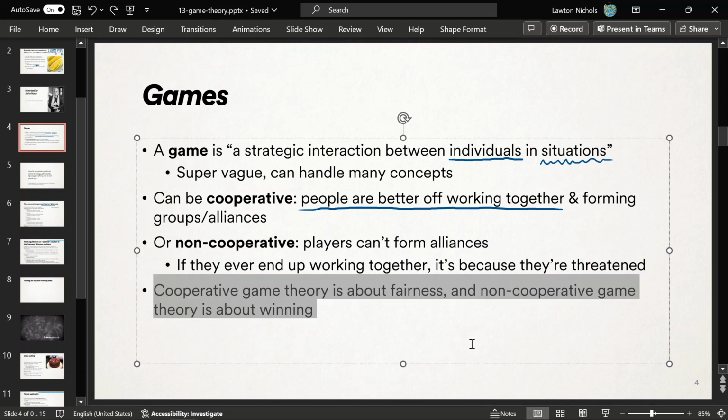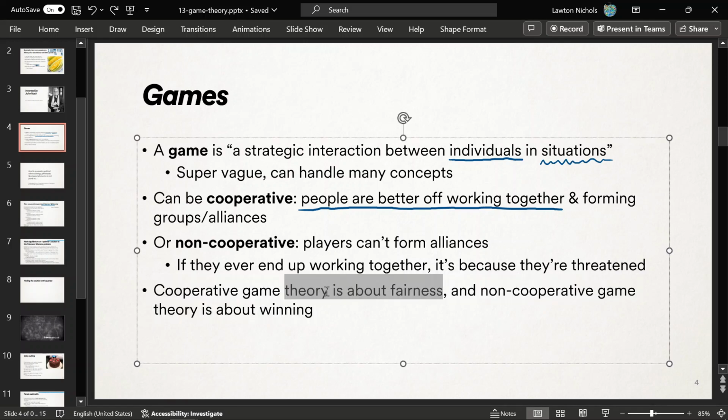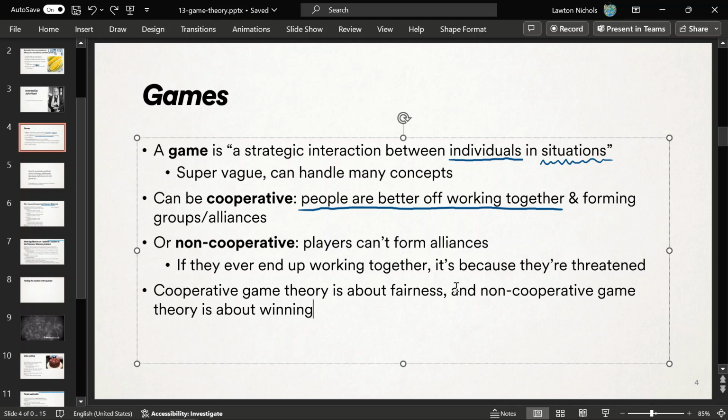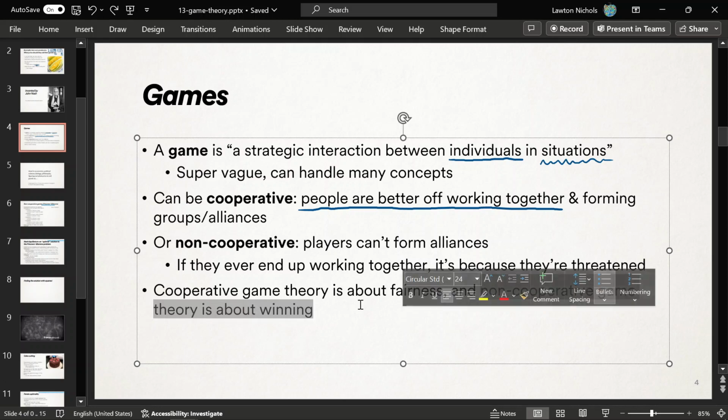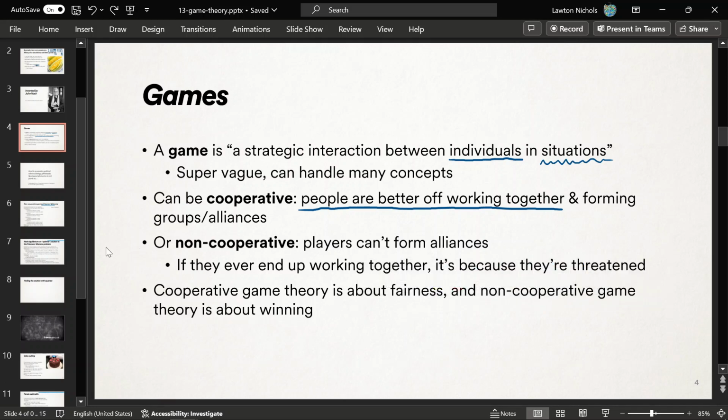And here are their slogans. Cooperative game theory is when you're worrying about fairness. That's usually the problem that you're solving: how can I play this game the most fairly? And then a non-cooperative game, and the theory behind it, is all about how to win. All right, so let's talk about game theory in a nutshell.